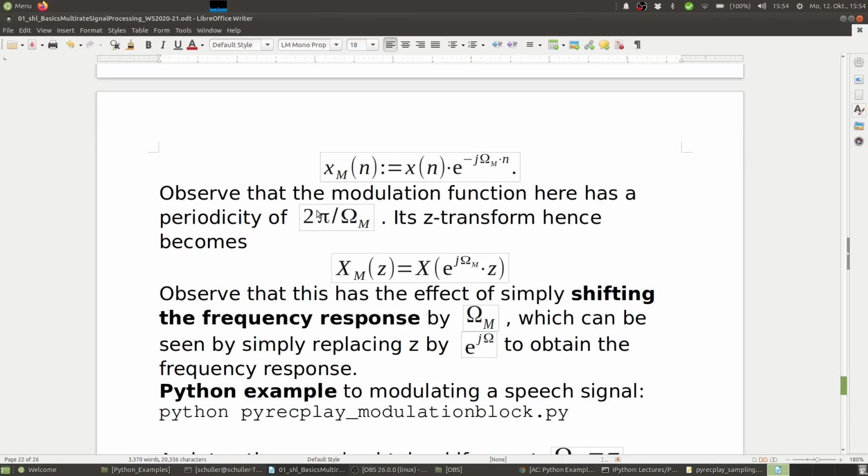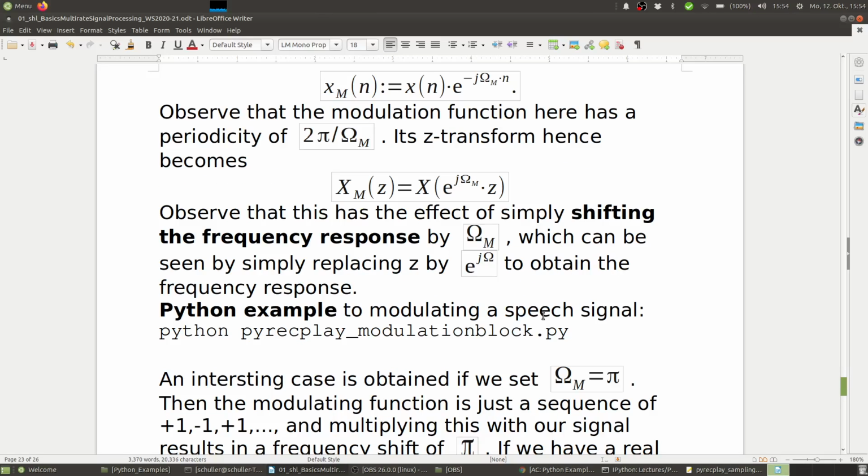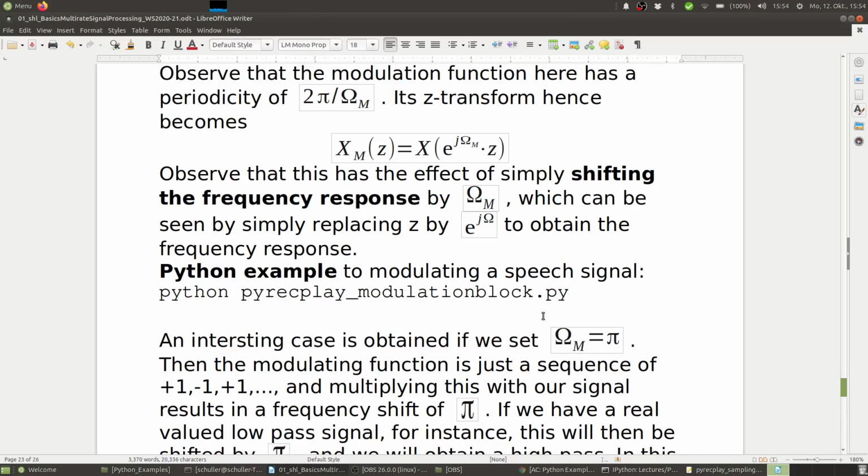So this has a periodicity of 2 pi over omega n, and its Z transform hence becomes this. So basically this exponential function here becomes part of the multiplicator of the Z, and it basically rotates the Z accordingly, and that means when you replace Z by e to the j omega, you just add this omega n m to it. So it's the effect of simply shifting the frequency response by omega n m. So that's also an interesting result. You can shift up and shift down in this way.